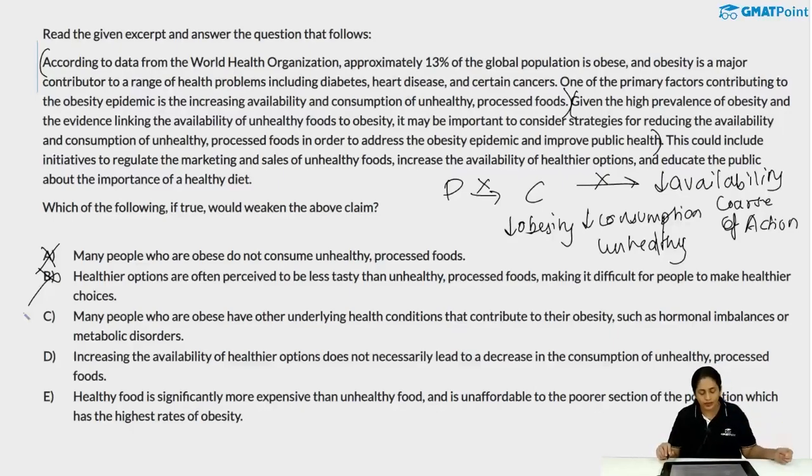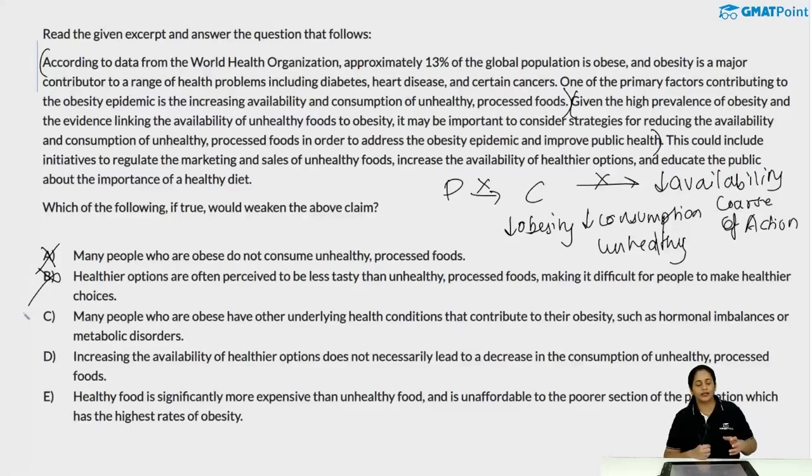Many people who are obese have other underlying health conditions that contribute to their obesity, such as hormonal imbalances and metabolic disorders. Again, whenever you say many people, it does not mean that the majority have other reasons for being obese. And even if they have other underlying health concerns, you still can make healthier choices. And if you make healthier choices, even with those underlying conditions, you would still be healthier than when you made unhealthy choices. So, even if you have other factors that are contributing, in that case also, making healthier choices would have an impact.